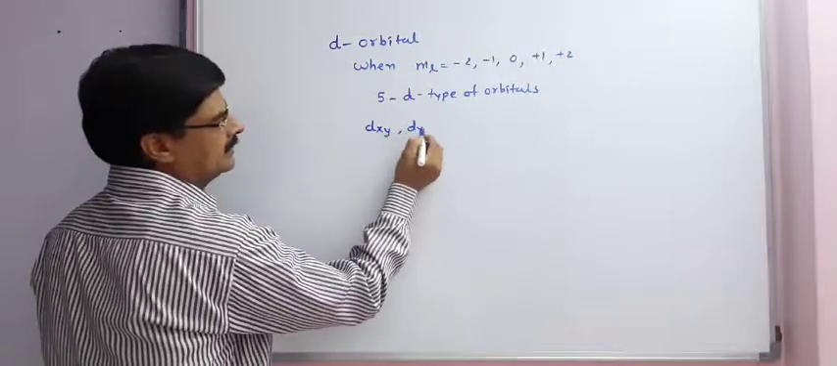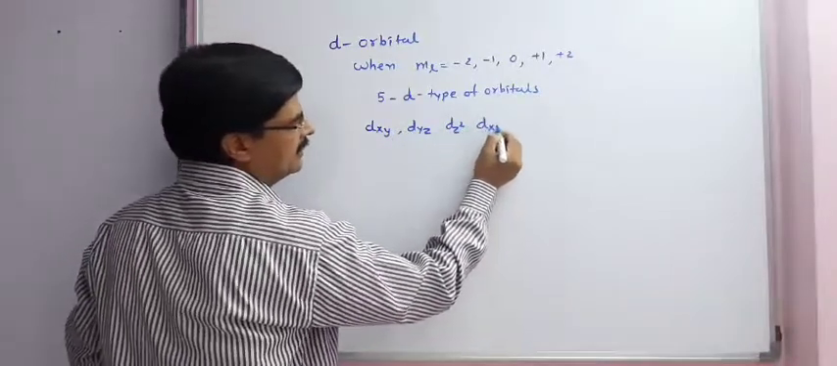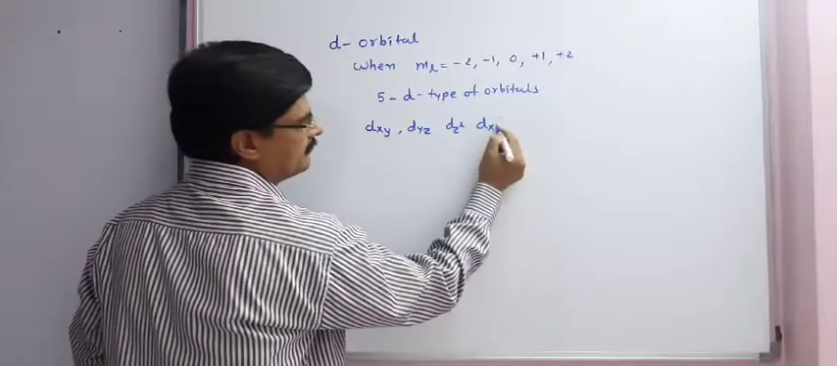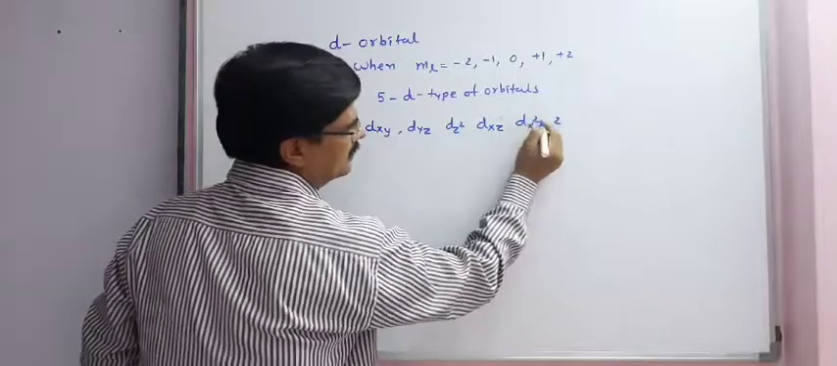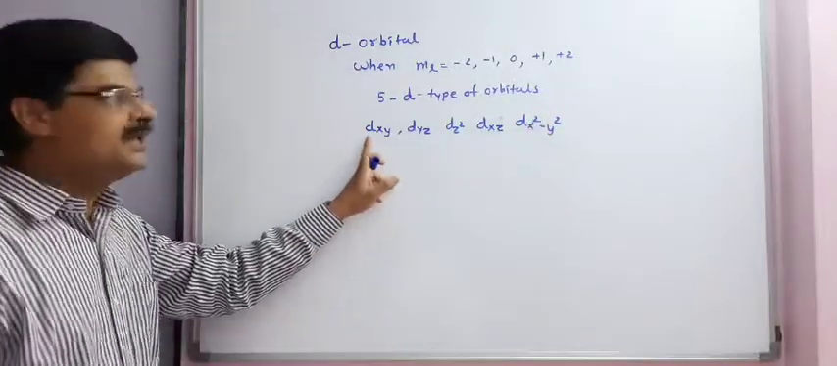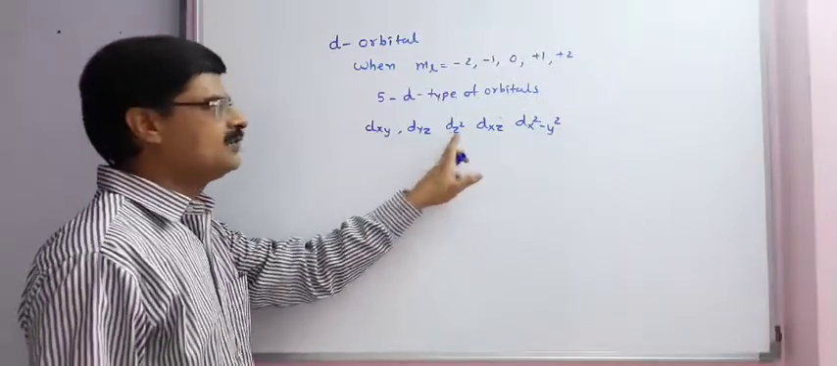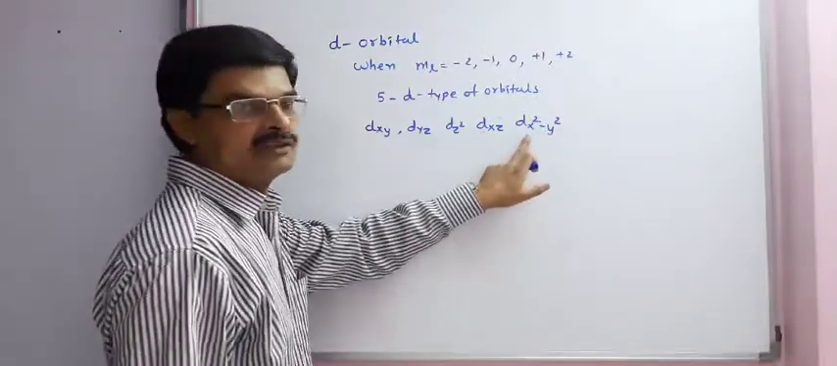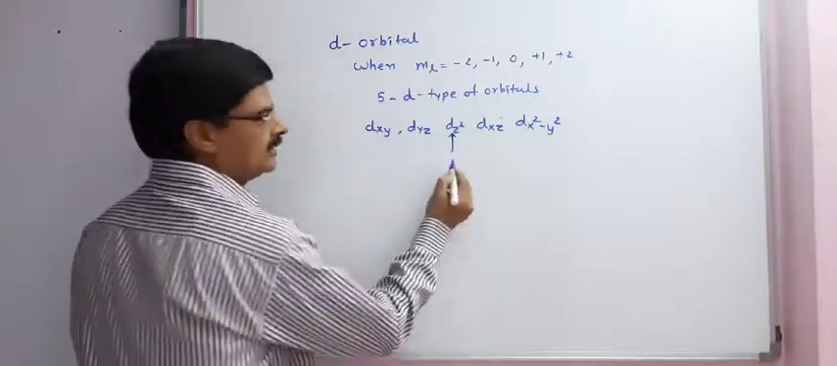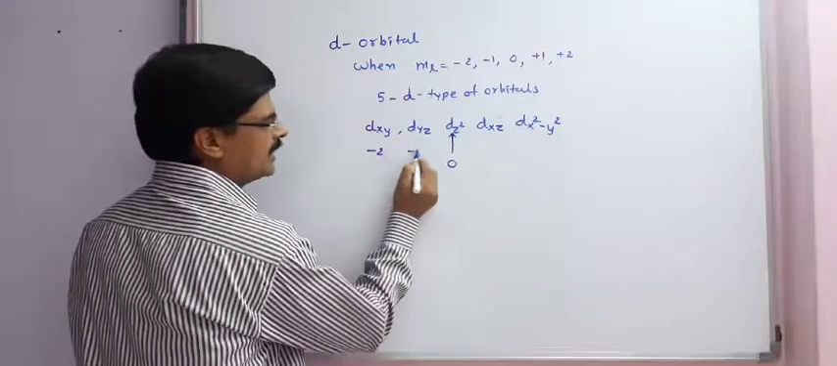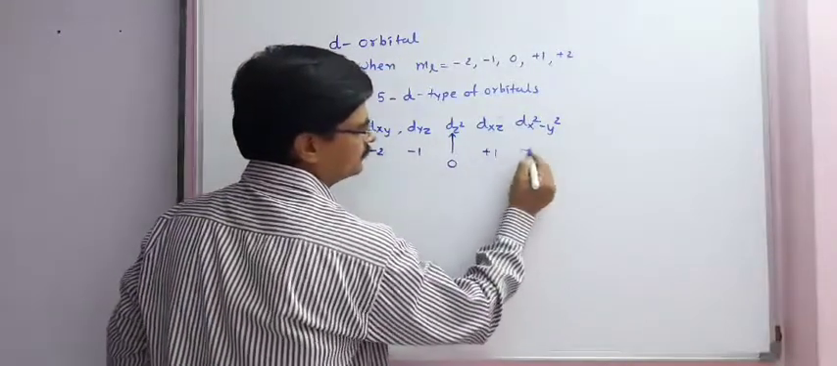dxy, dyz, dz square, dxz and dx square minus y square. Once more, total d orbitals are 5: dxy, dyz, dz square, dxz and dx square minus y square. The ml value for dz square is 0, and for the others it is -2, -1, +2 and +1.